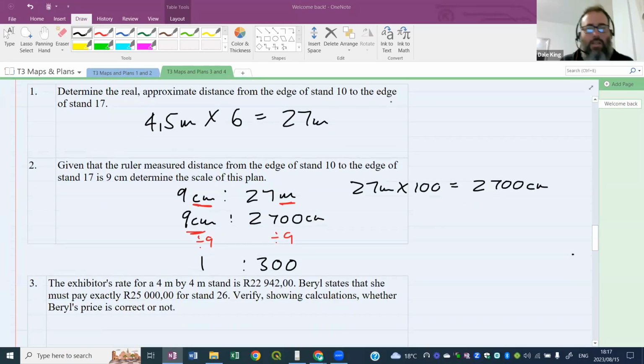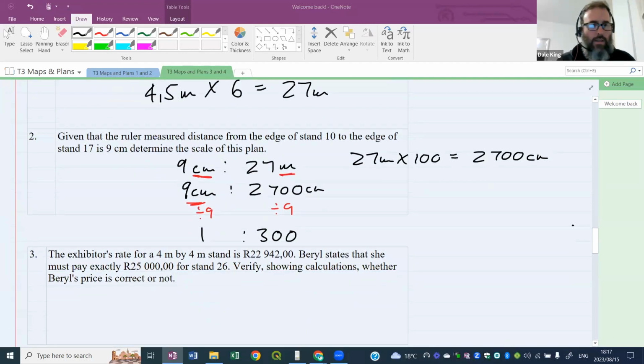The exhibitors, this is Matrix, come now, step up, here we go. The exhibitors' rate for a 4 meter by 4 meter stand is 22,942. What kind of an exhibition is this? It's crazy. Beryl states that she must pay exactly $25,000 for stand 26. Is her price correct? Now, what on earth are we going to do here?